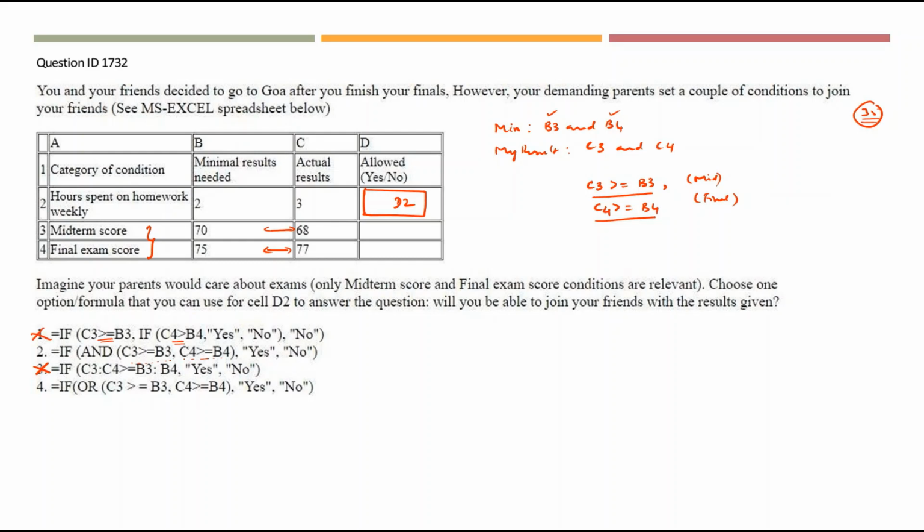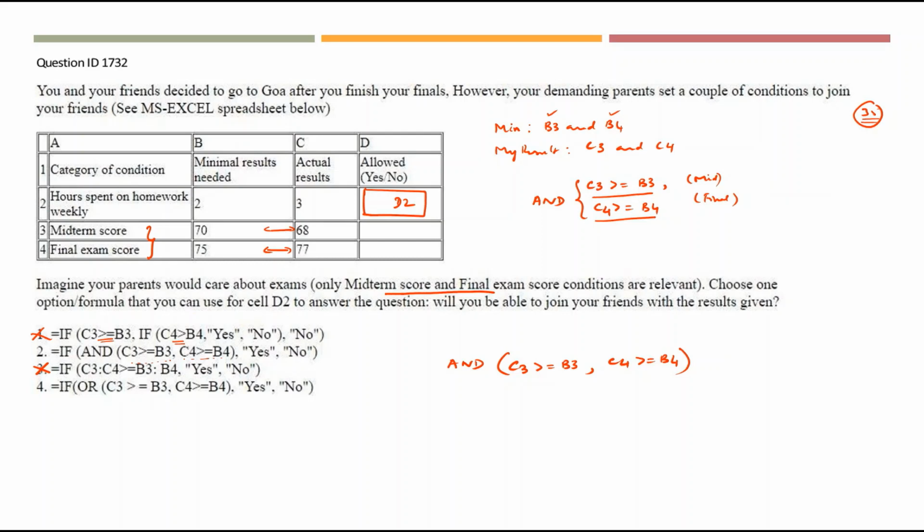They are saying that both the scores will be deciding. So these two conditions have to be integrated using AND. So C3 greater than or equal to B3, comma, C4 greater than or equal to B4. This will be integrated using AND. It means I have to score in both the exams.